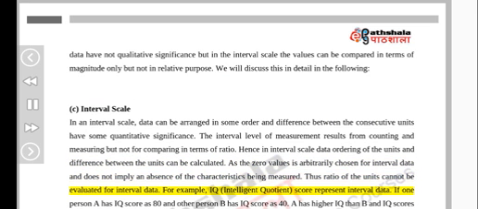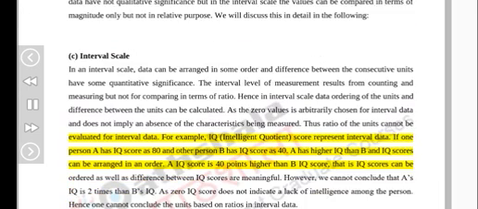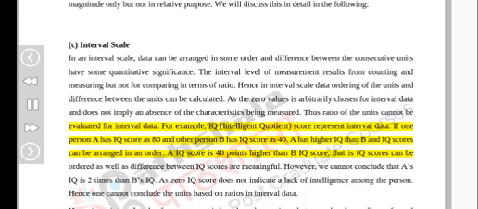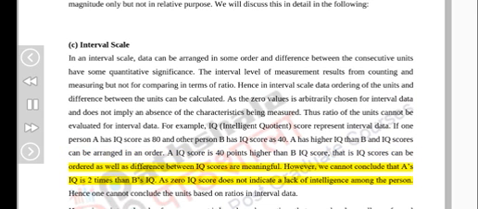For example, IQ, intelligence quotient, score represents interval data. If one person A has an IQ score of 80 and another person B has an IQ score of 40, A has higher IQ than B and IQ scores can be arranged in an order. A's IQ score is 40 points higher than B's IQ score, that is, IQ scores can be ordered as well as differences between IQ scores are meaningful. However, we cannot conclude that A's IQ is 2 times B's IQ, as a 0 IQ score does not indicate a lack of intelligence in the person. Hence one cannot compare the units based on ratios in interval data.